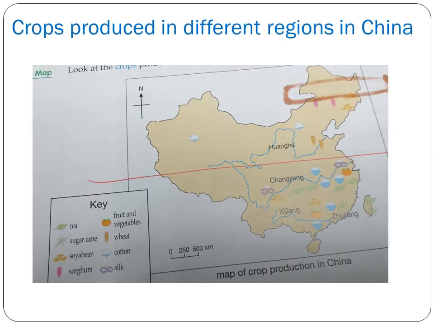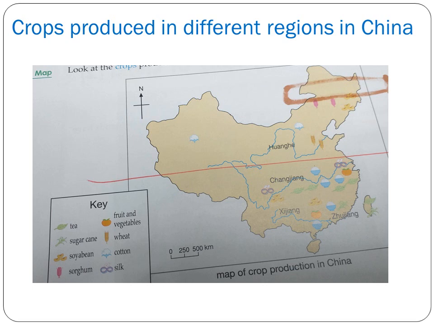Look at this map. It shows us the crops produced in different regions in China. As you can see from the map, more than 95% of the crop is produced in the eastern region of China, whereas in the western region there's only cotton and it's not much being grown there. By now, you should be able to answer why.